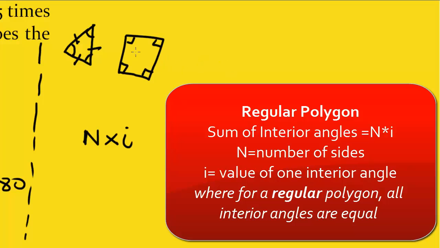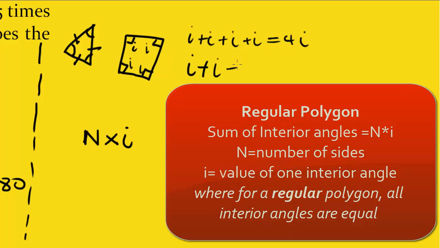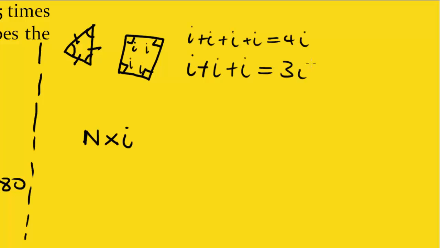So I'll demonstrate this. Look at this square. Each interior angle is I. Now the sum of the interior angles is I plus I plus I plus I, which is 4i. For a triangle, there are 3 interior angles. The sum of the interior angles is, let's say each one is I, I plus I plus I, which is 3i. So as you can see, the sum of interior angles is the number of sides times the number of interior angles. And you can think about it intuitively.